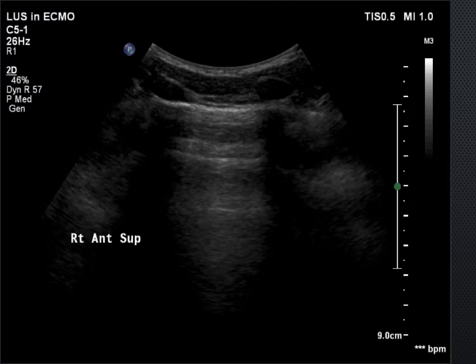So between the visceral and the parietal pleura, the pleural line, if you're looking right at the very top of that image, just below the subcutaneous tissue and muscle, we're seeing the movement of the pleural line with respiration. But how do you actually know that that is in fact the pleural line?